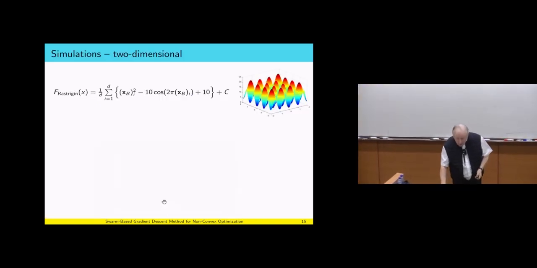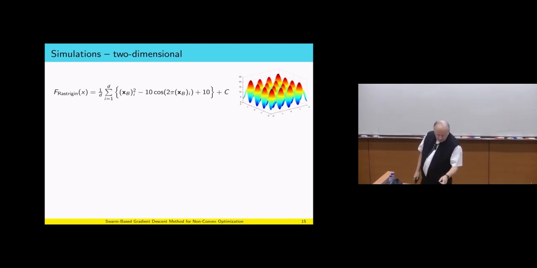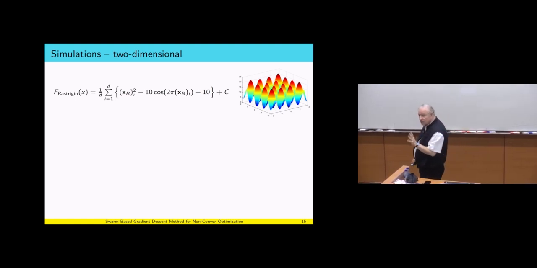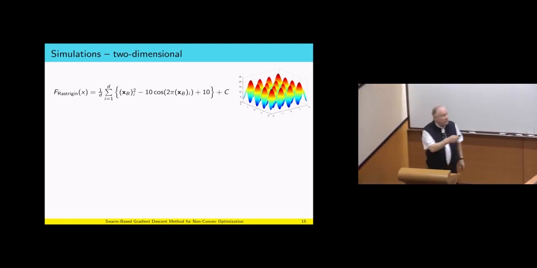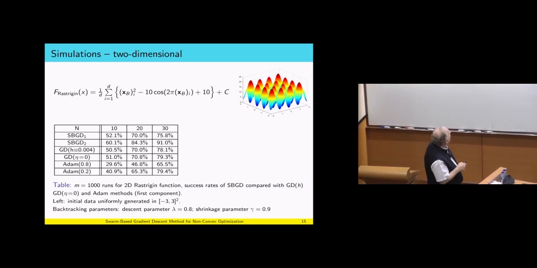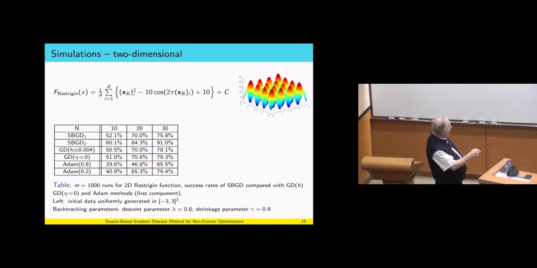Okay. Let's move to the two-dimensional case. So this is a much more complicated function. It's two-dimensional. Even though it's two-dimensional, it seems, oh, just two-dimensional. No, this is not trivial because it has many local minima and they are very close to each other, as we shall see later on. And again, the same story, the initial data uniformly generated in -3, 3. -3, 3 encloses the global minimum.